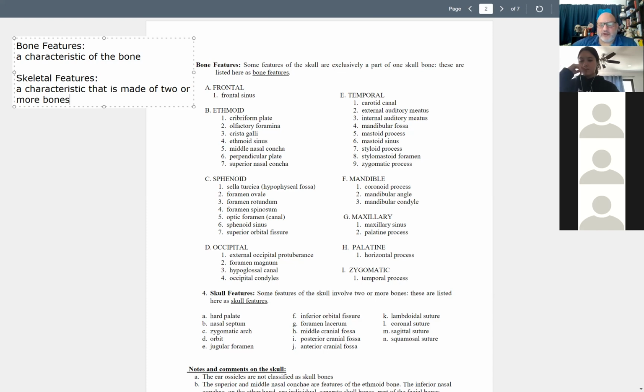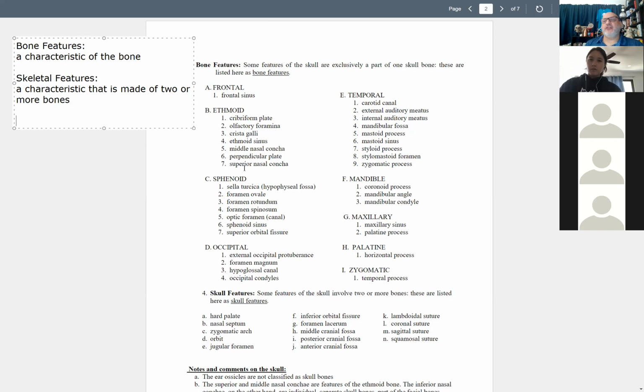Now, someone was about to ask a question. What was that question? So for example, the one hook would be a bone feature, and then together the two of them would be a skeletal feature. Yes, this would be a bone feature. You put them together, you get a skeletal feature.